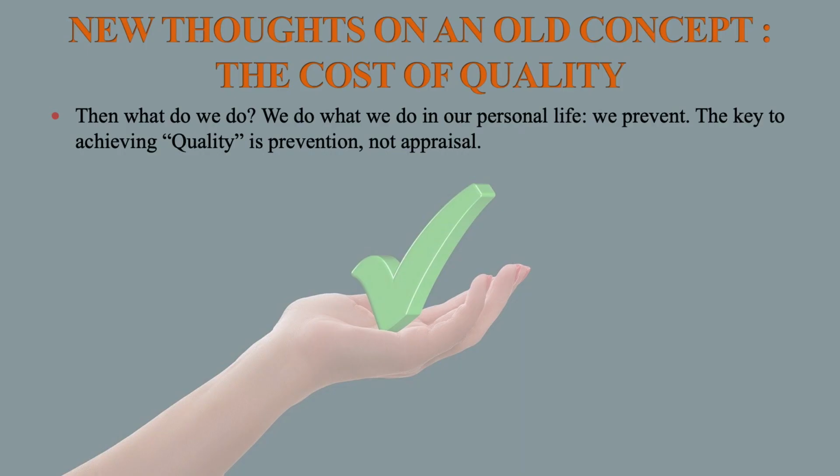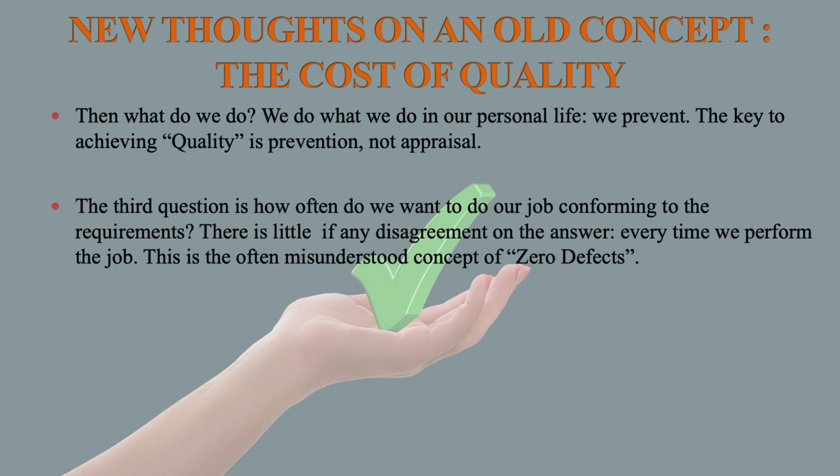Then what do we do? We do what we do in our personal life. We prevent. The key to achieving quality is prevention, not appraisal. The third question is how often we want to do our job conforming to the requirements. There is little, if any, disagreement on the answer: every time we perform the job.